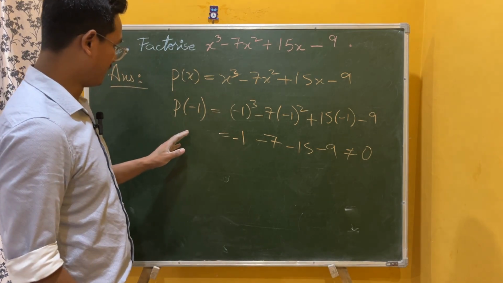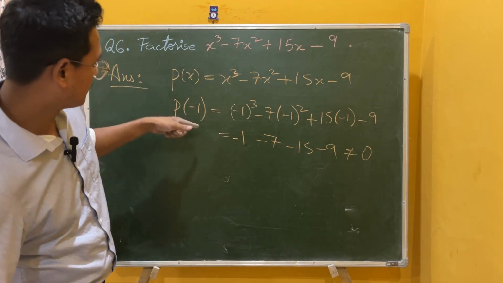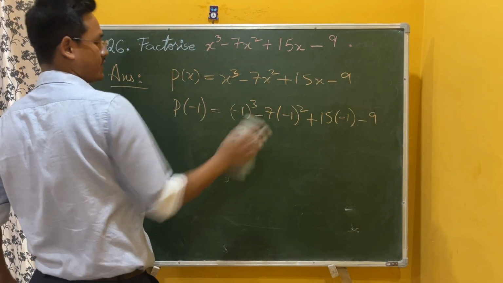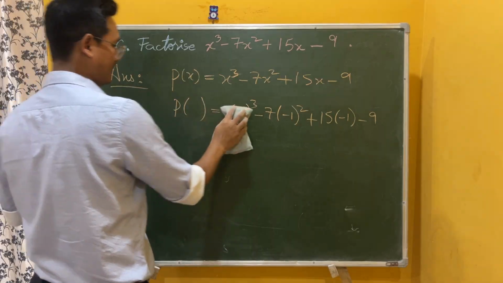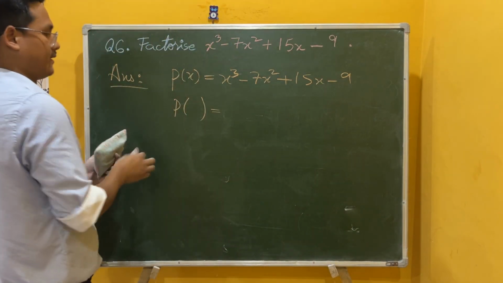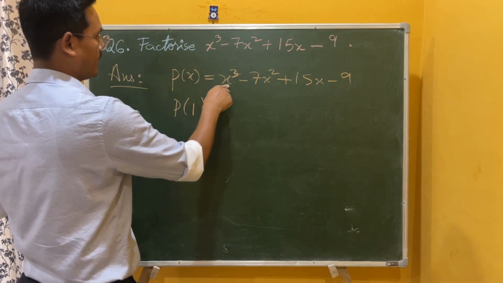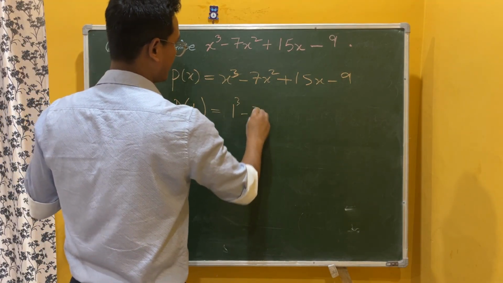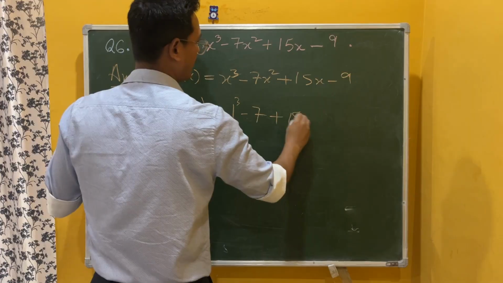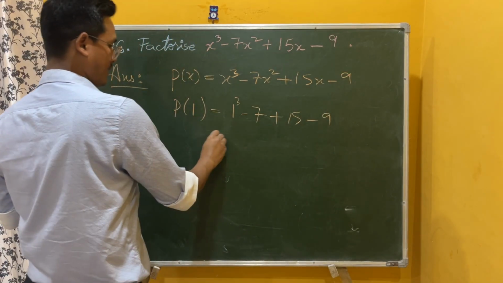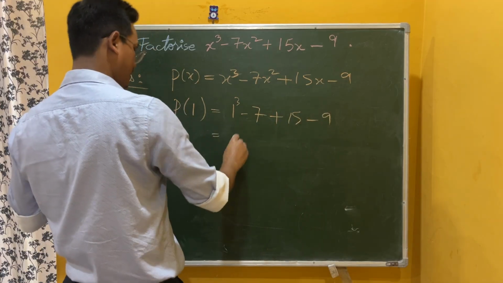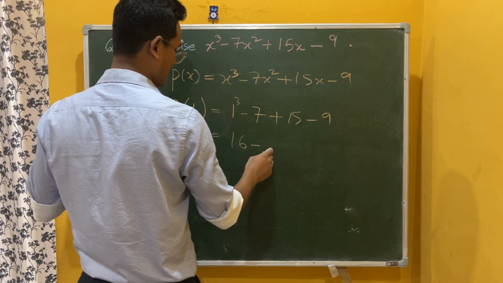Hence, we cannot do anything with this. We are trying to make this expression 0. Let's try with 1. So this is going to be 1 cube minus 7 plus 15 minus 9. So this is 7, 16. This is 16 minus 16.